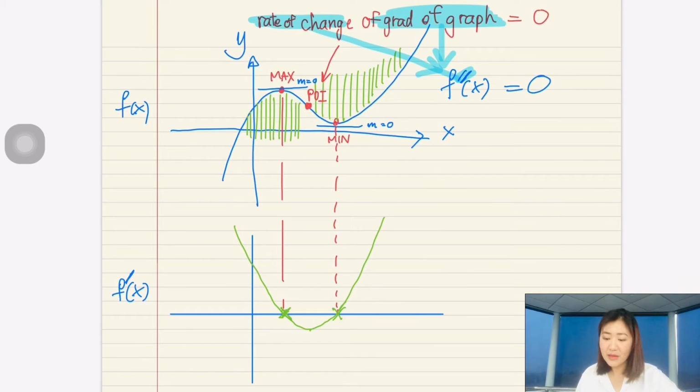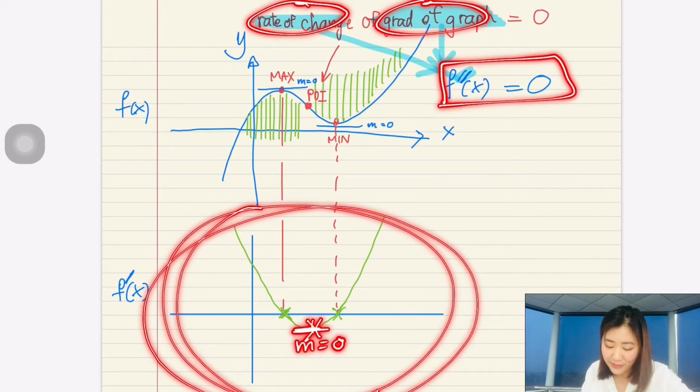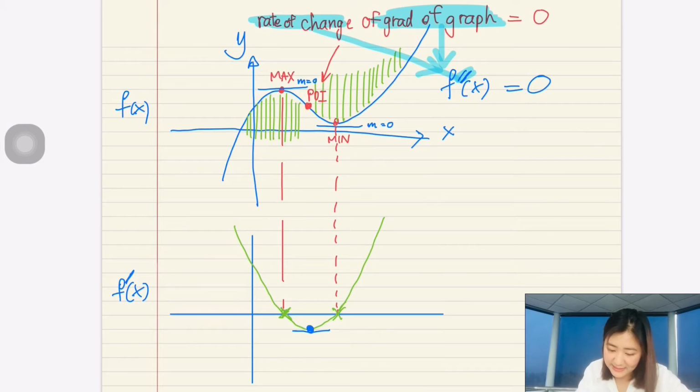And what about this one? This new minimum occurs here. This is when the gradient of this graph equals 0. And what is the gradient of the gradient? The gradient of the gradient is concavity. So this point is where concavity equals 0, which means this point indicates the point of inflection of the original graph. So here I can say this is the point of inflection, and this is the maximum, this is the minimum.